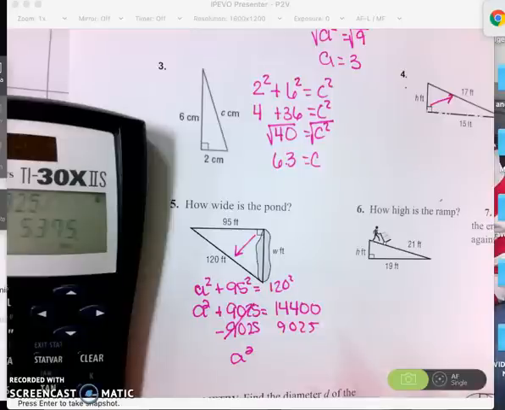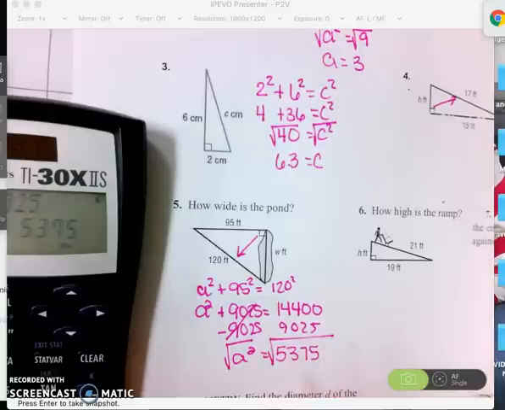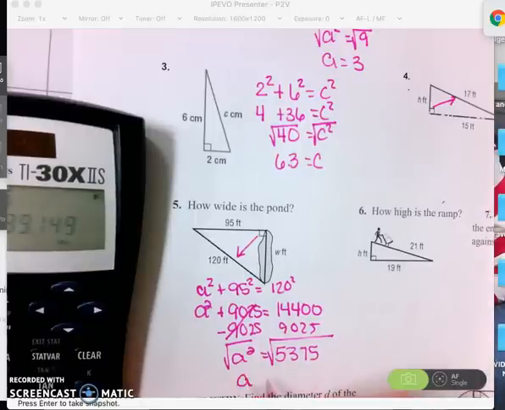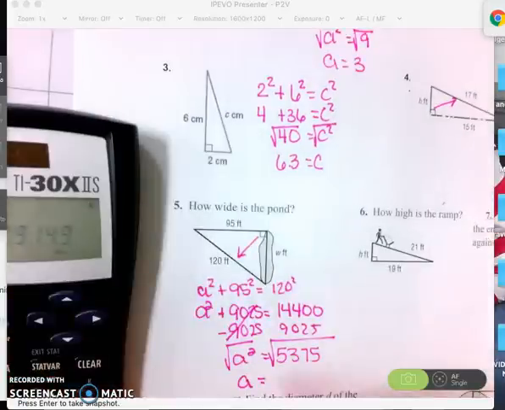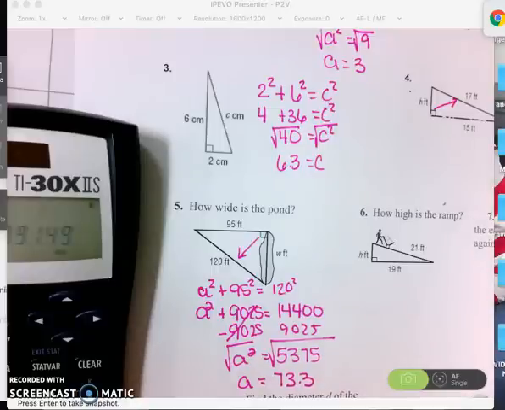I get 5375. Now I need to find the square root of both sides. So 5375. So a is equal to 73.3. Okay.